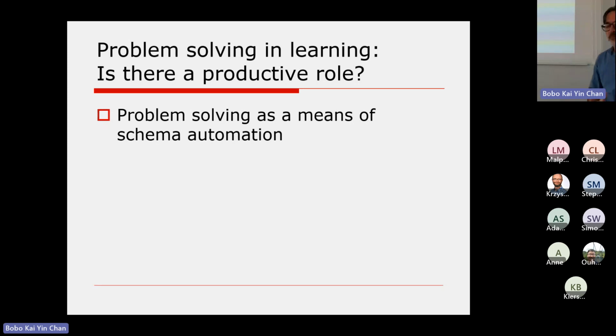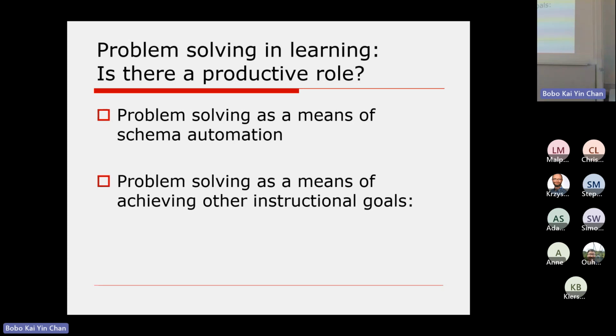So to get some lower level procedures automated, students need to do a lot of problem solving. Of course, that is the productive role of problem solving, but that's problem solving following the already acquired knowledge about solution procedures, and then we do the problem solving and automate it. That is one role, and an obvious one, not a revelation, of course. We know that to become good, you need to practice a lot in problem solving.